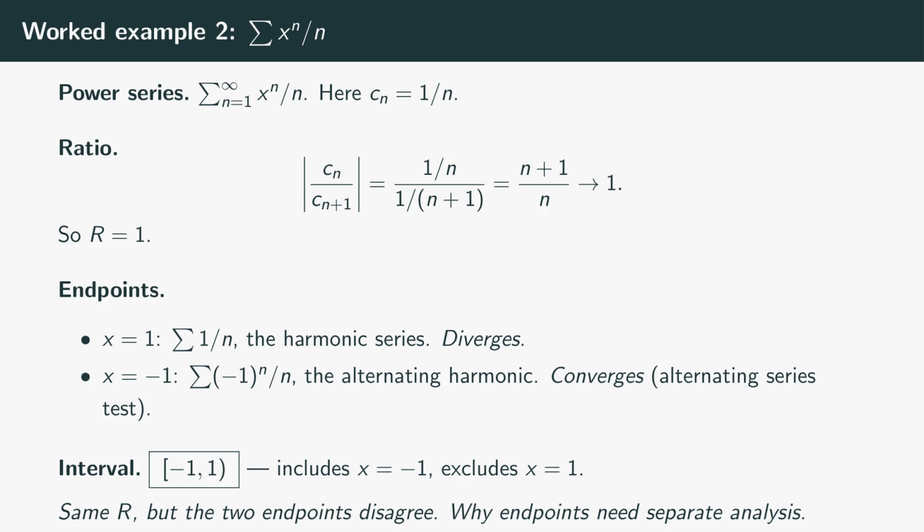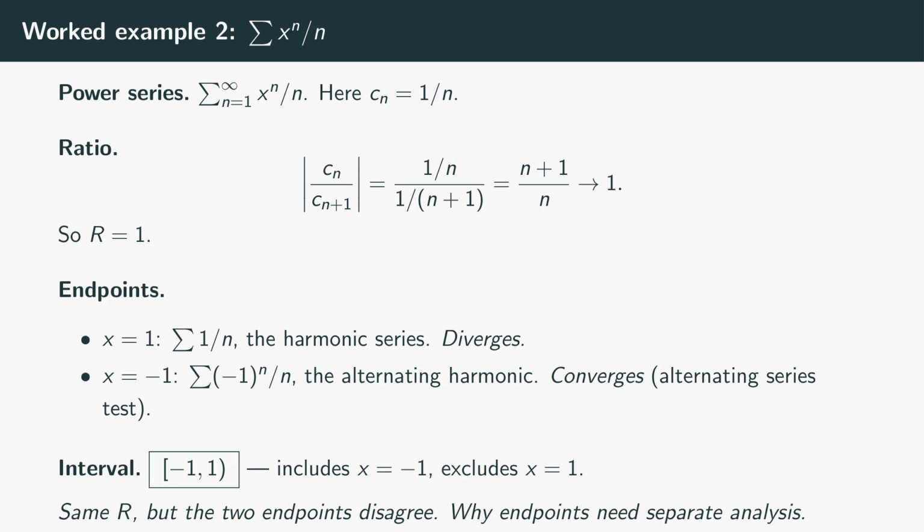So far so good. Now the interesting part, the endpoints. At x equals 1, the series becomes the sum of 1 over n, the harmonic series. We know from episode 12 that this diverges, so x equals 1 is not in the interval of convergence. At x equals minus 1, the series becomes the sum of negative 1 to the n over n, the alternating harmonic series. By the alternating series test from last episode, this converges. So x equals minus 1 is in the interval of convergence.